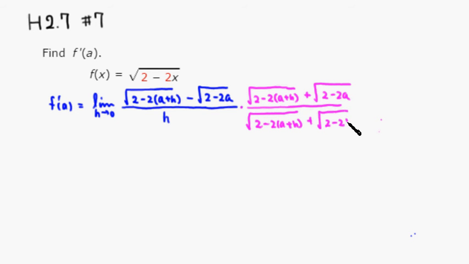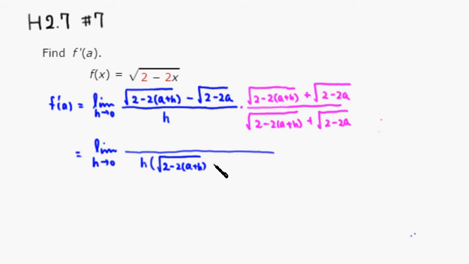Alright, then we can multiply out. So we still have the limit as h approaches 0. Then we have the denominator, we can't do much, so I'm just going to write that down. So it's h times the square root of 2 minus 2 times a plus h, plus the square root of 2 minus 2a. So on top, if you multiply it out, this is a minus b, a plus b deal. So we have a squared minus b squared.